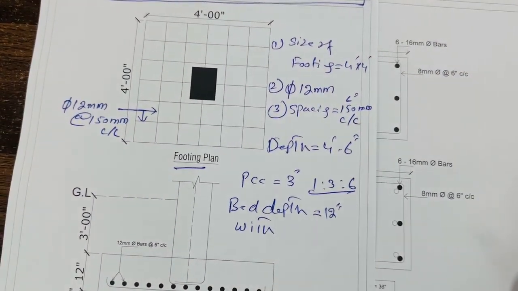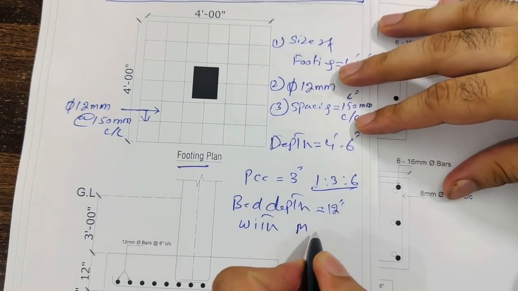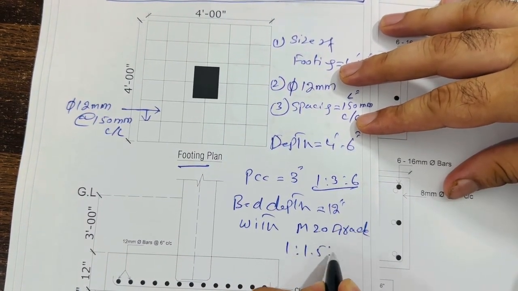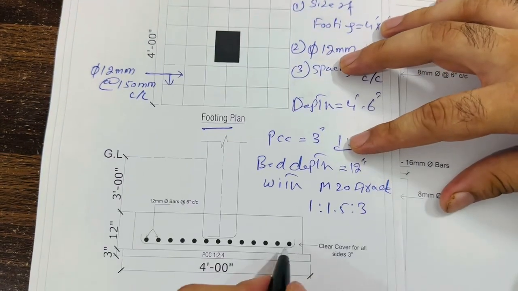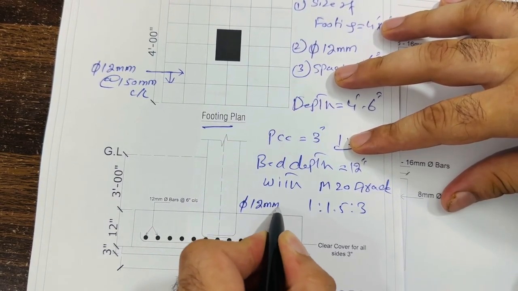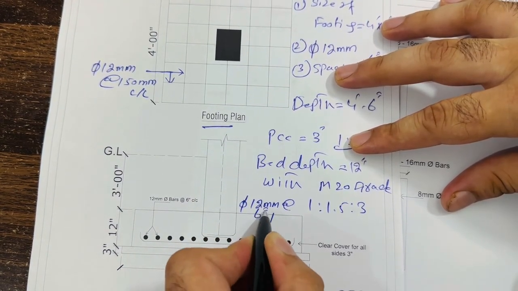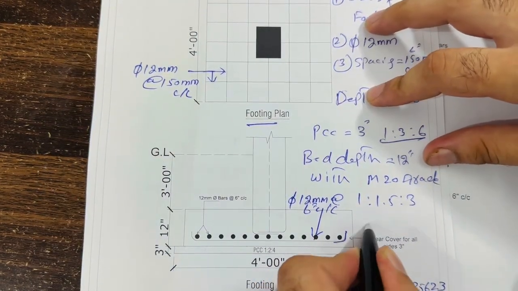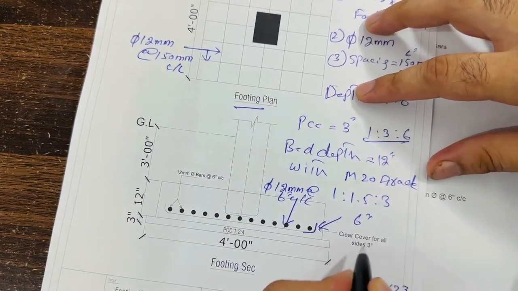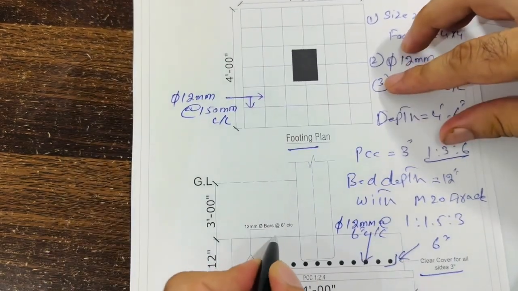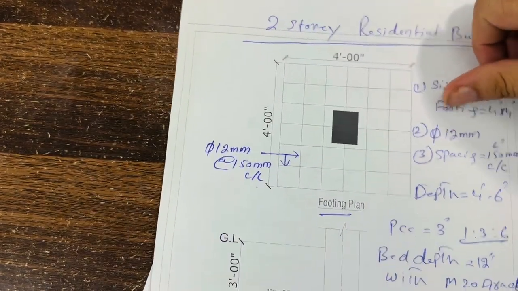And next, guys, you can see the bed depth is 12 inches with M20 grade concrete, where the ratio is 1:1.5:3. Here you can see the steel reinforcement, where the steel reinforcement is 12 millimeter with the spacing of 6 inches center to center. And these are the hooks. So hook length is 6 inches. Concrete cover for all sides is 3 inches. You can see clearly. And these are the details which I have already discussed from the top view.